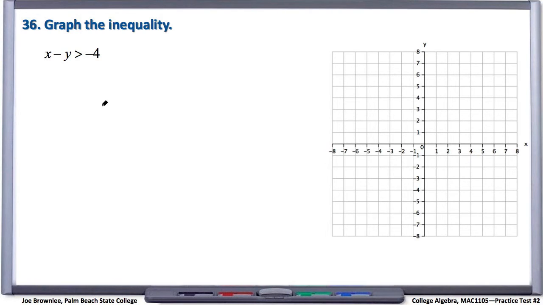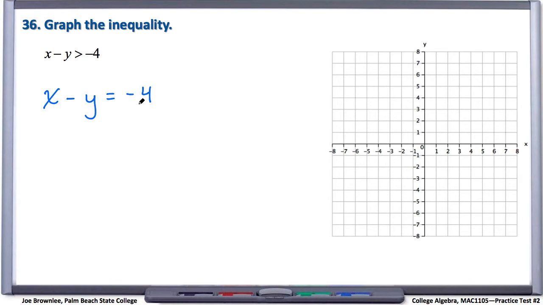Number 36, graph the inequality, and we've been given x minus y is greater than negative 4. For the purposes of graphing, let's pretend that instead of an inequality, we were given an equal sign. Sometimes people see the inequality sign and they get a little spooked. They're not sure what exactly to do. So let's pretend that instead of an inequality, we were given x minus y is equal to negative 4.